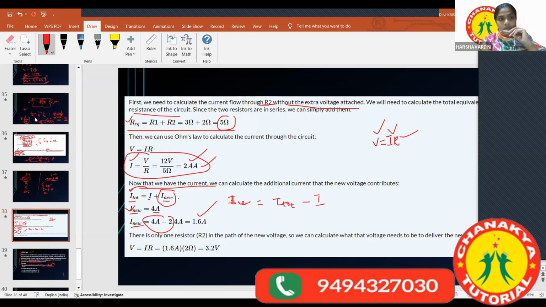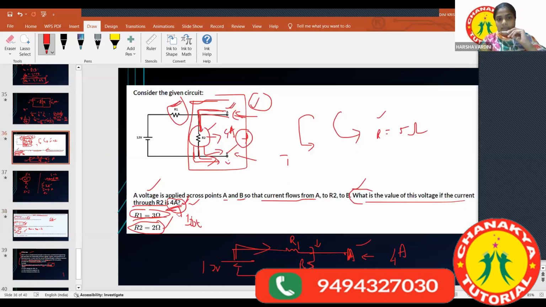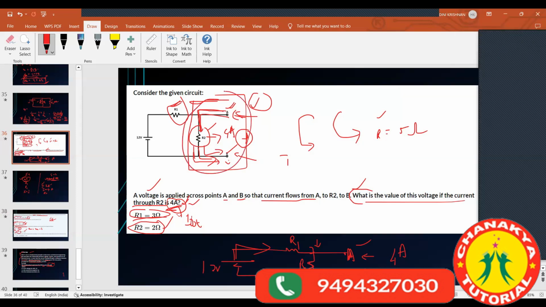Now in the question they have given you the total ampere after adding the A and B voltage, after everything, it is 4 ampere. So full is 4 ampere, and before adding the external voltage it's 2.4. After adding A and B, the total current is 4, and before adding A and B, the current is 2.4. So subtract this from this, so that you will get the current flowing through this circuit only. Correct? Yes, ma'am.